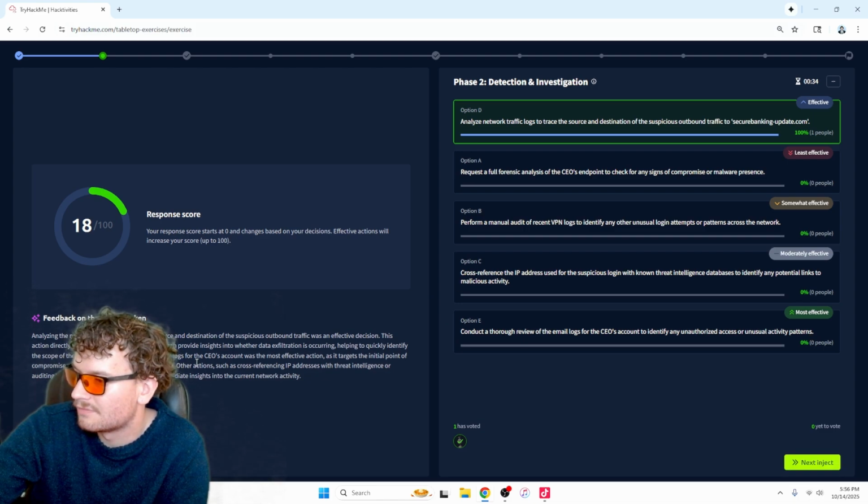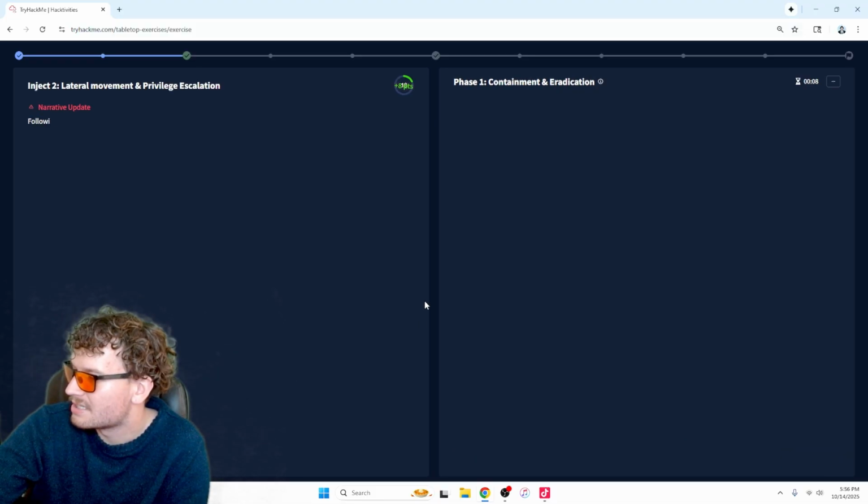It says reviewing email logs for the account was the most effective action as it targets the initial point of compromise. Your choice still offers significant value. Okay, I'll take that as a small win.